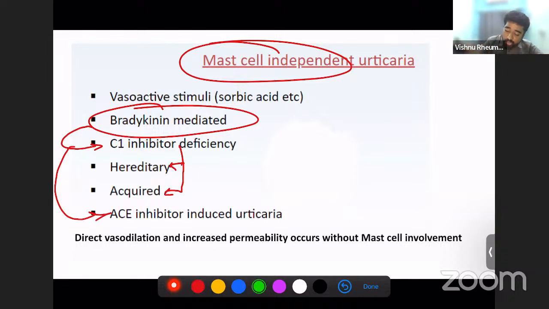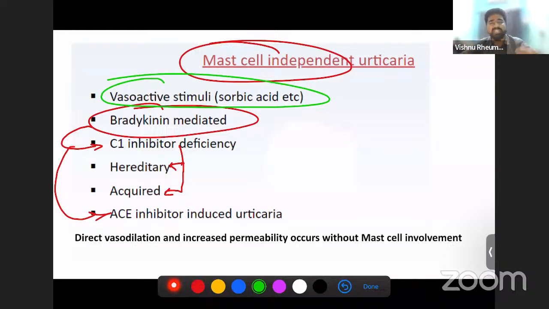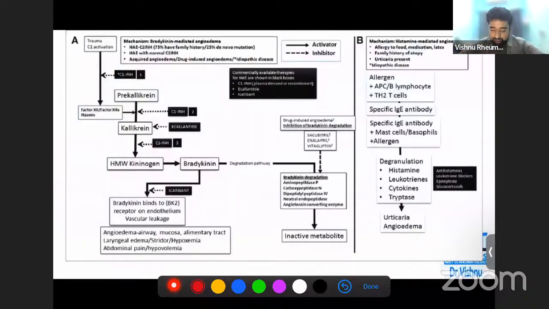The other thing I told you about is vasoactive stimuli. Whenever there is some weird stimulus, it can directly lead to formation of various mediators independent of the mast cell, and they can also lead to your urticarial lesion. So basically, direct vasodilation and increased permeability occur without mast cell involvement. So this is what I was telling you about bradykinin.